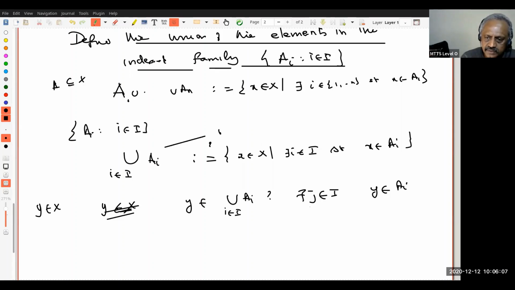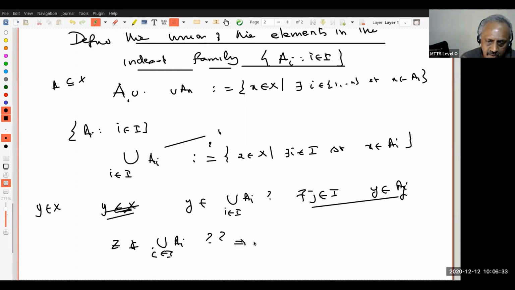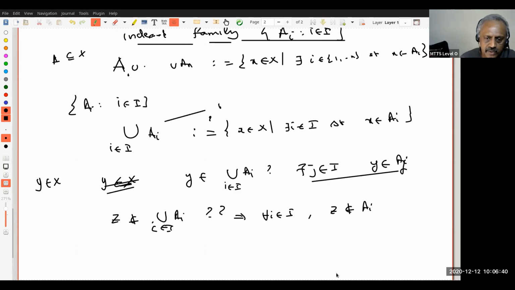So when I say z does not belong to the union of A_i, what does it mean? Look at that. When y belongs to the union, there should be at least one j so that y belongs to A_j. If z is not in the union, take any i here. Can z be in A_i? No. So what does it mean? It means that for every i in I, z is not in A_i. Do you understand this? Pause, review, proceed.